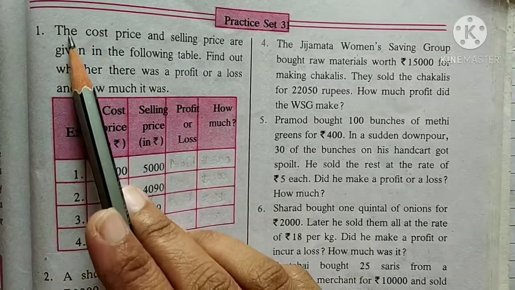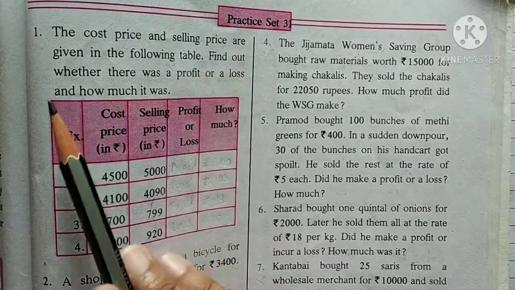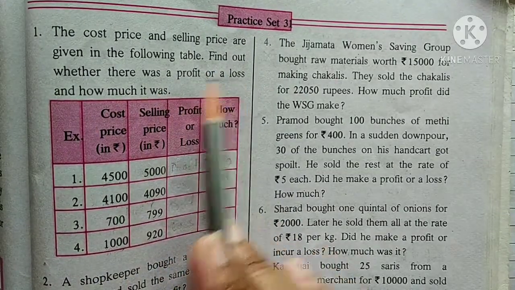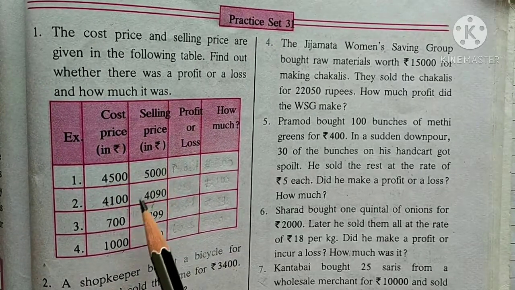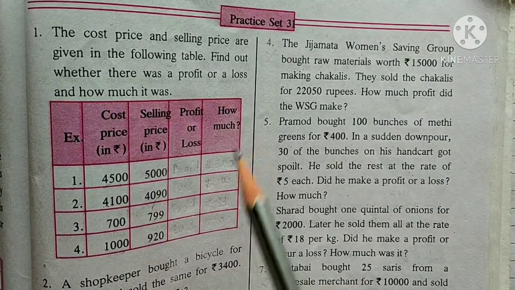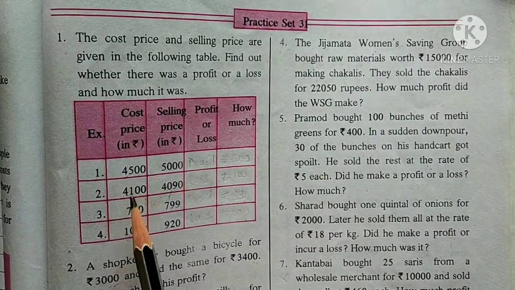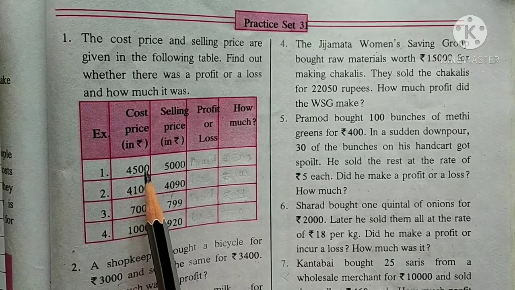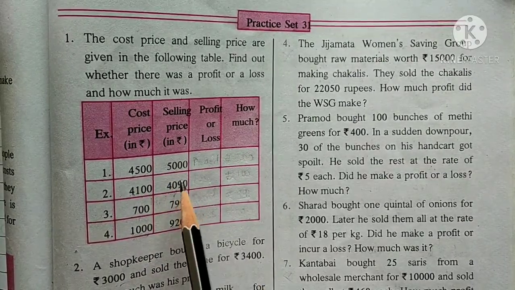See the first example. The cost price and selling price are given in the following table. Find out whether there was a profit or loss and how much it was. Here cost price and selling price are given and we have to find whether there is a profit or loss. See the first example. Here cost price is rupees 4,500 and selling price is rupees 5,000. Let's see how to solve.